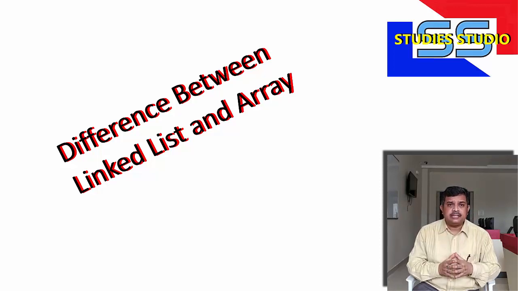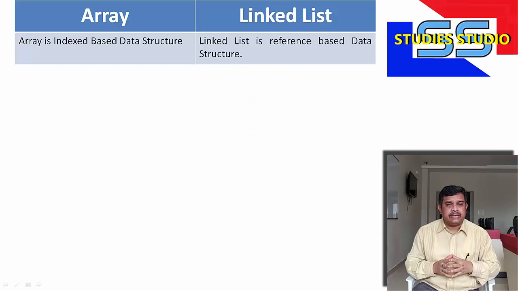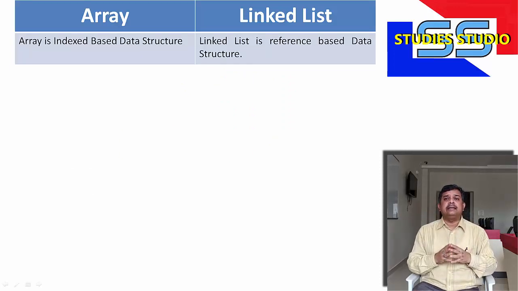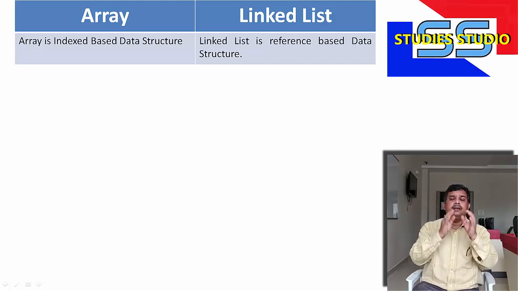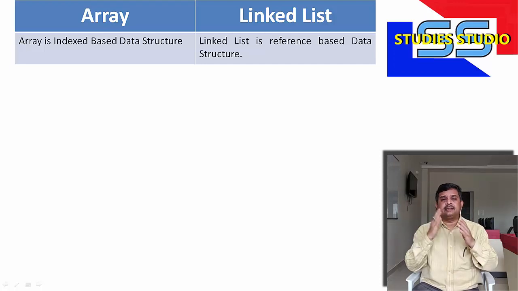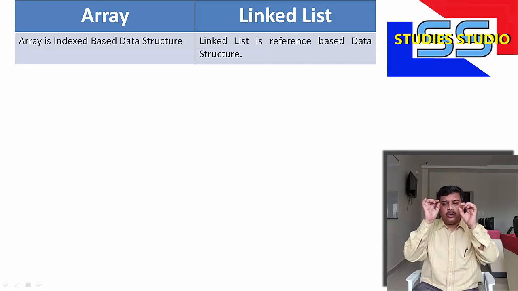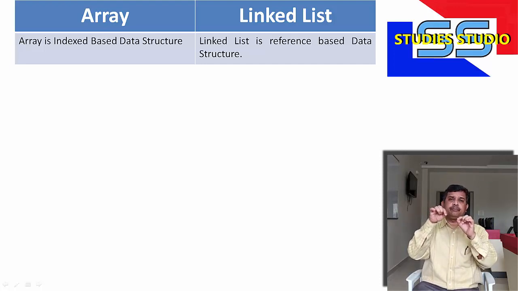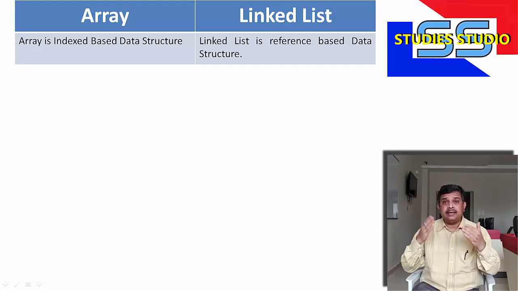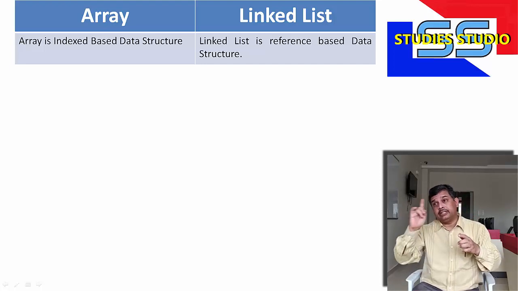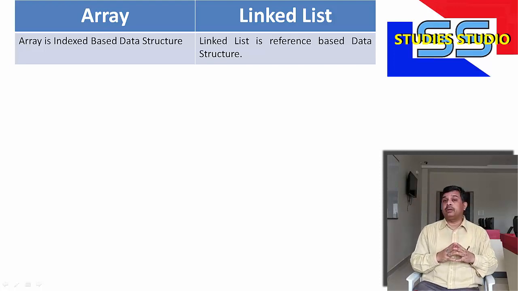The first difference is array is an index based data structure, whereas linked list is a reference based data structure. What is the meaning of that? It means in array we put the index to access a particular element. Let us say A is an array, then I will write A and within square bracket 5. So 5 is the index. I can access the element with the help of an index. Whereas in linked list, if I know the address, then only I can go to that particular memory location and find my data.